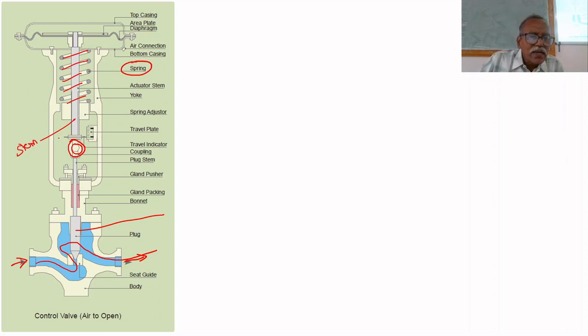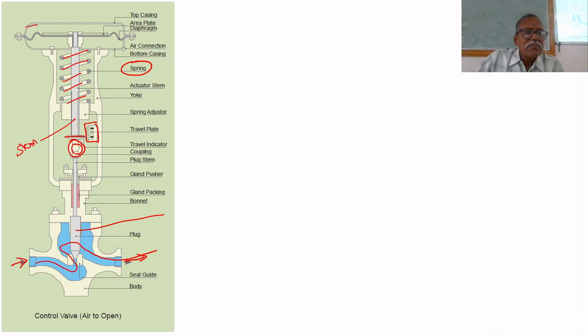That's all. Another thing, in the stem there is a travel plate. Here we do not know the position of the stem, what is the position of the plug. That will be indicated by this disc. One disc will be here, and the disc and the scale will be there. That is called the travel indicator and travel plate. By using that, we can know the position of the stem and the plug.